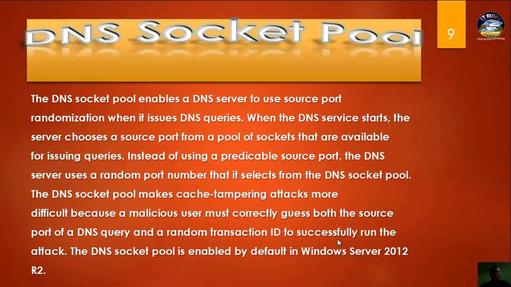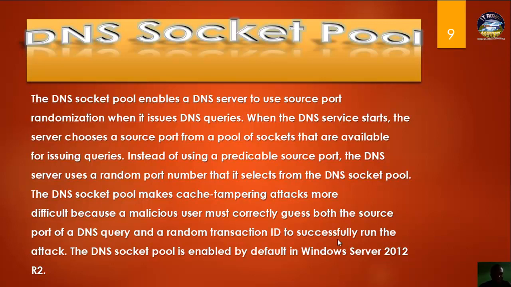So now let's move to DNS socket pool. The DNS socket pool enables a DNS server to use source port randomization when it issues DNS queries. When the DNS service starts, the server chooses a source port from a pool of sockets that are available for issuing queries. Instead of using a predictable source port, the DNS server uses a random port number that is selected from the DNS socket pool.